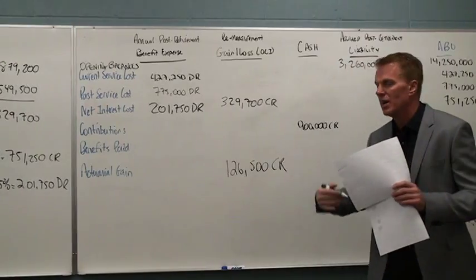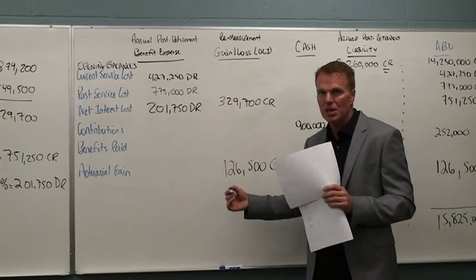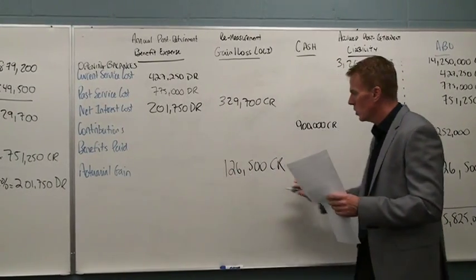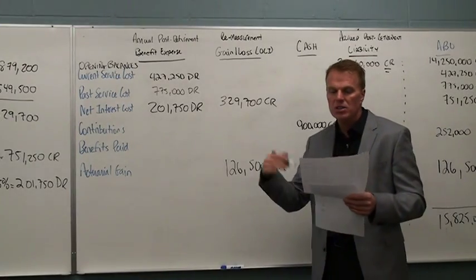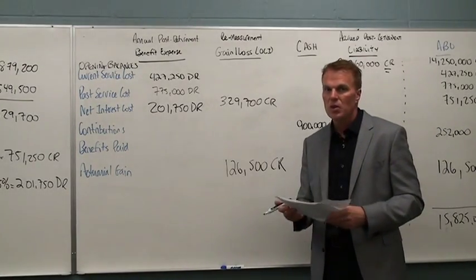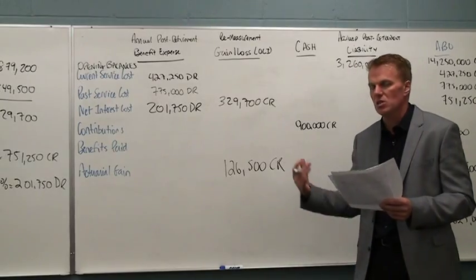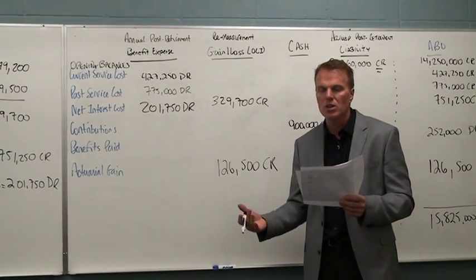I've talked about how to come up with all the numbers. Now what you need to do is total everything up and do the journal entry. You have that in your solutions. It's not that difficult. I know you can do it on your own.